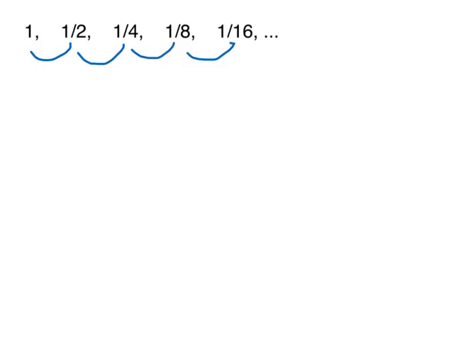This geometric sequence is decreasing. It's getting smaller because it's being multiplied by a factor of 1/2. 1/2 times 1/2 is 1/4. 1/4 times 1/2 is 1/8, and so on. So the common factor is 1/2. So this is the first term. We have 5 terms already.